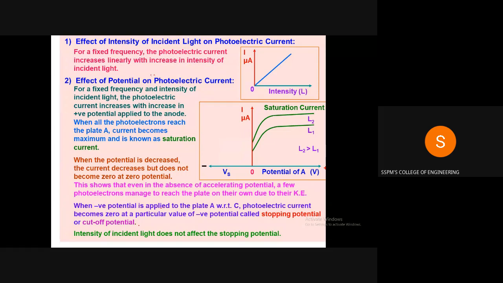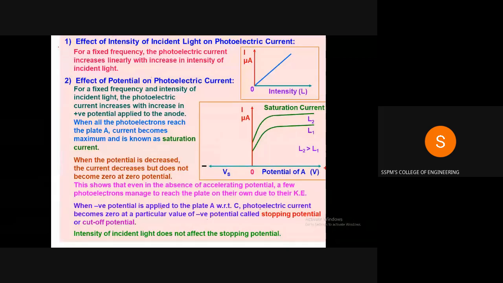It is denoted by phi zero. Then next one, stopping potential. What is stopping potential? It is the negative potential required to apply in order to observe photoelectric current as zero.